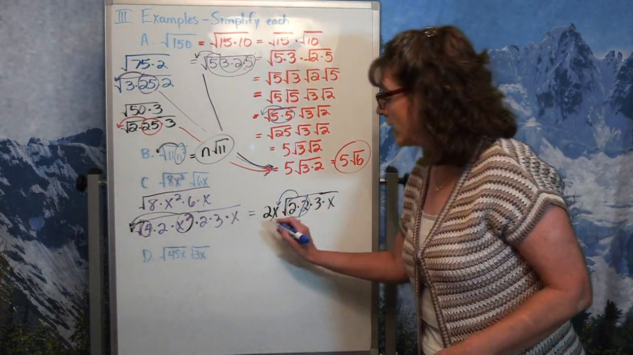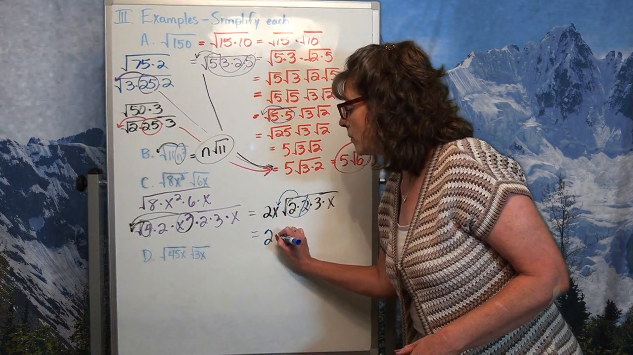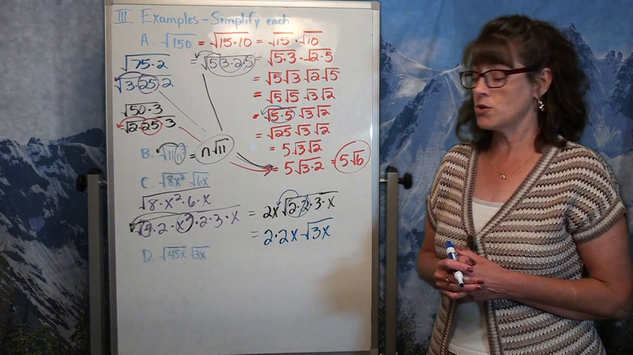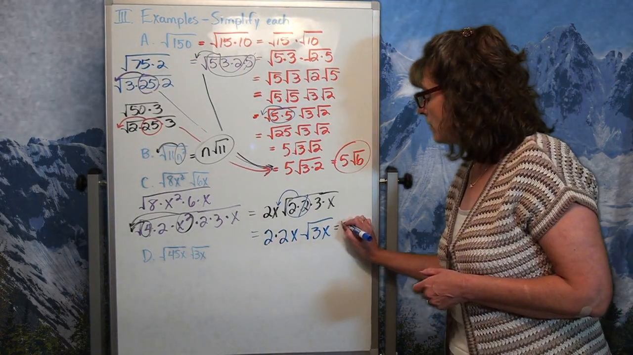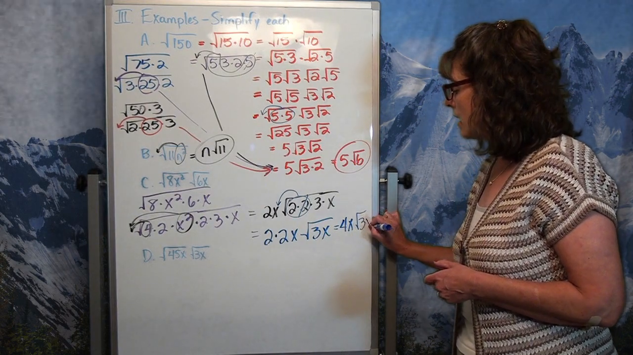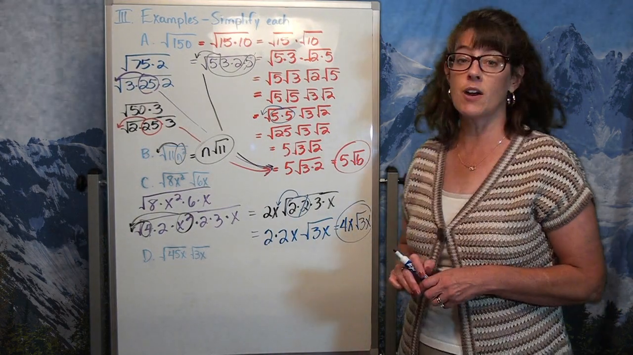So when I take the 2 out of here, I'm going to combine it with this 2 by multiplication, and I'm only left with a 3 and an x underneath. So 2 times 2 will give me 4, and I'm left with an x. And I've got my 3 and my x underneath. Ta-da! There it is.